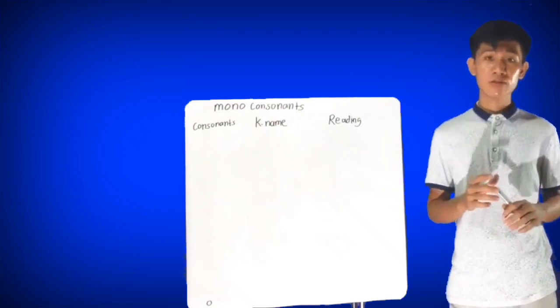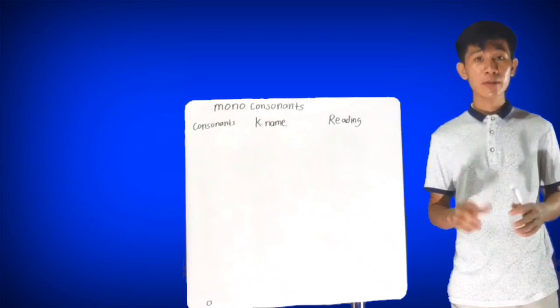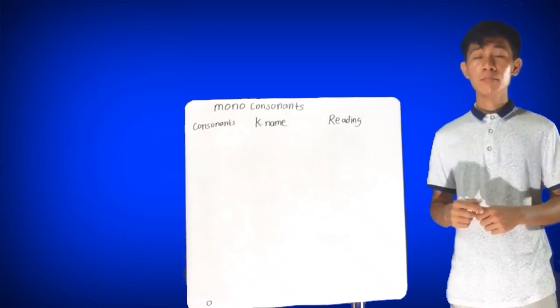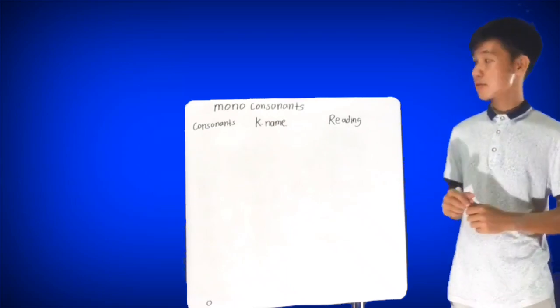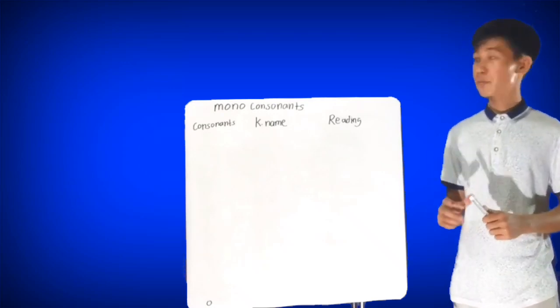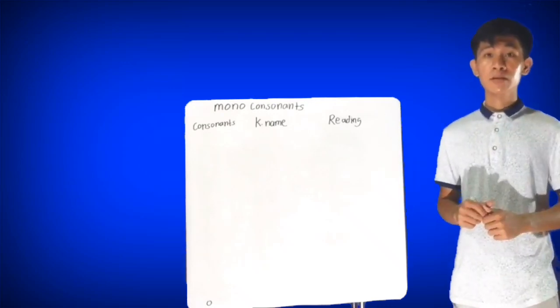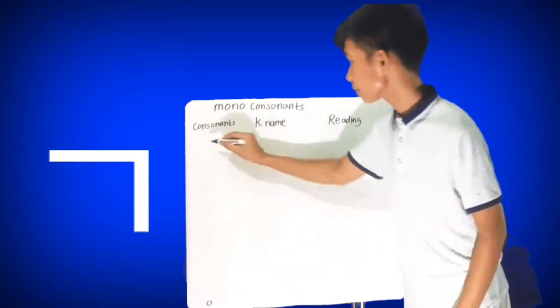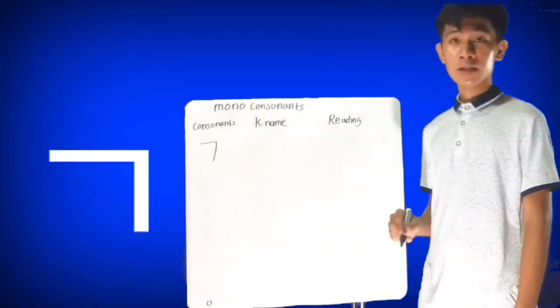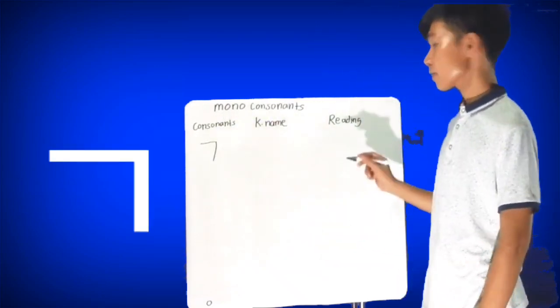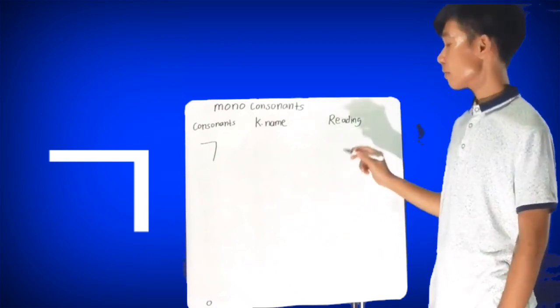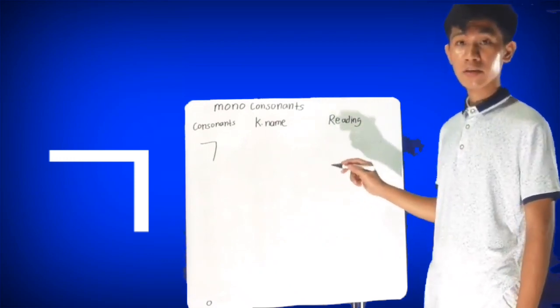Hangul has 19 consonants. And also, we will group them into two groups. These are the monoconsonants and double consonants. So first, let's start with the monoconsonants. Kiyok. So in Korean, the name of this letter is Kiyok.